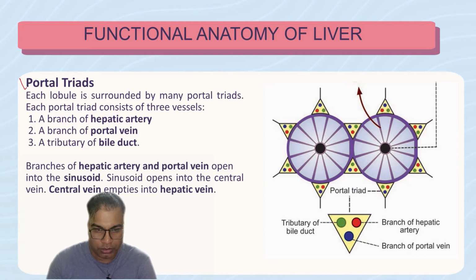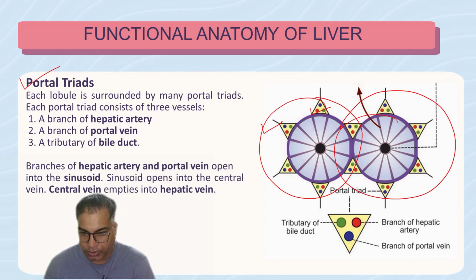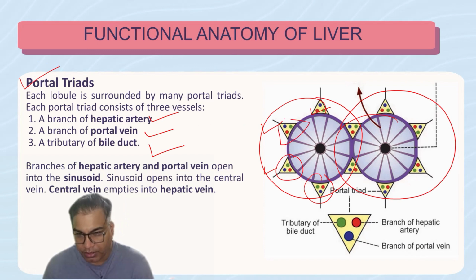Now come to the portal triad. So these are the hepatic lobules. These are two hepatic lobules. At the corners of these hepatic lobules, there are specific structures which are called portal triad. Basically, it consists of hepatic artery, portal vein, and bile duct. So these three structures are present in the form of a triad, and these triads are present at the corners of these hexagonal structures, which we are calling hepatic lobules.